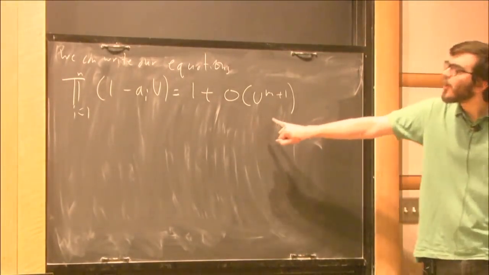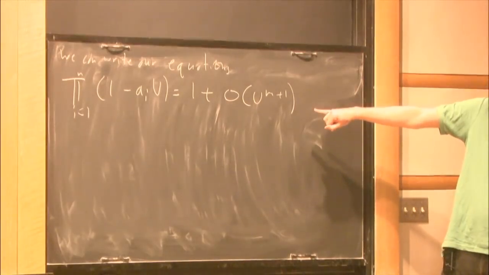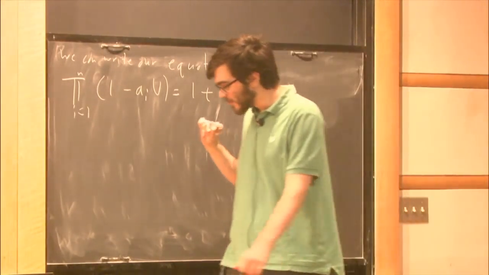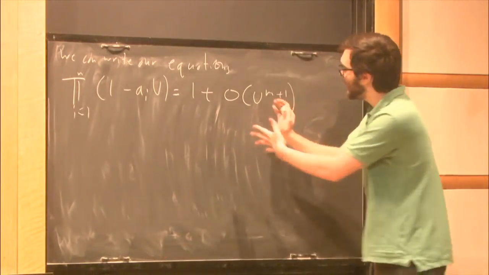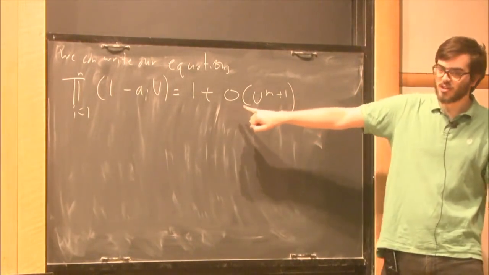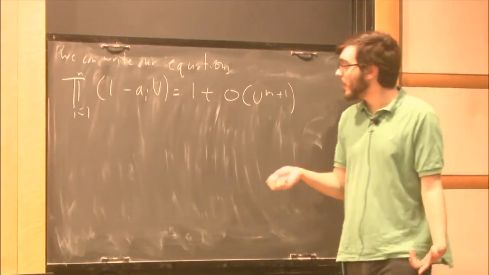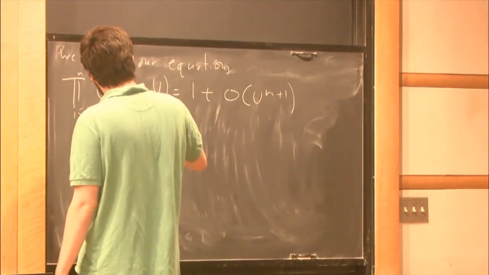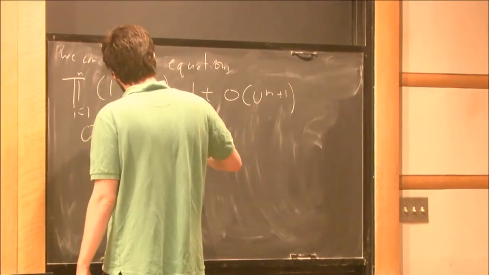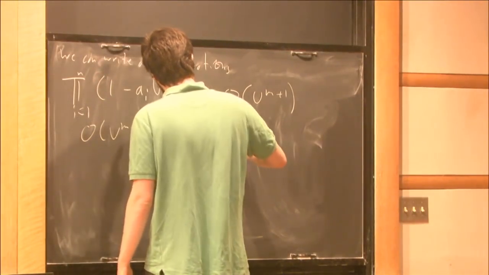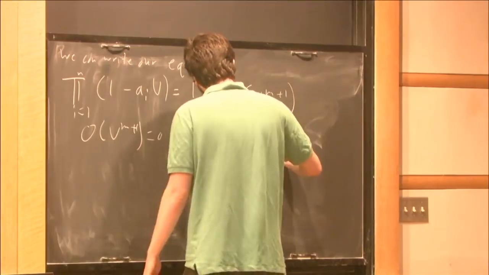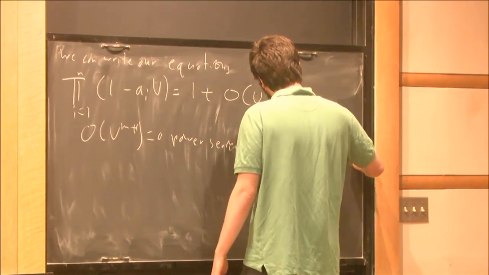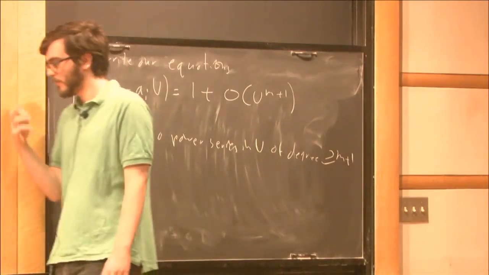And while everything previously was totally different from the way an analytic number theorist would approach the sum of divisor function, I do find it convenient now to borrow some notation from analytic number theory. So I'm going to use the big O notation, where O of u to the m plus 1 means a power series in u, or polynomial in u, of degree greater than or equal to m plus 1. And then similarly for others.